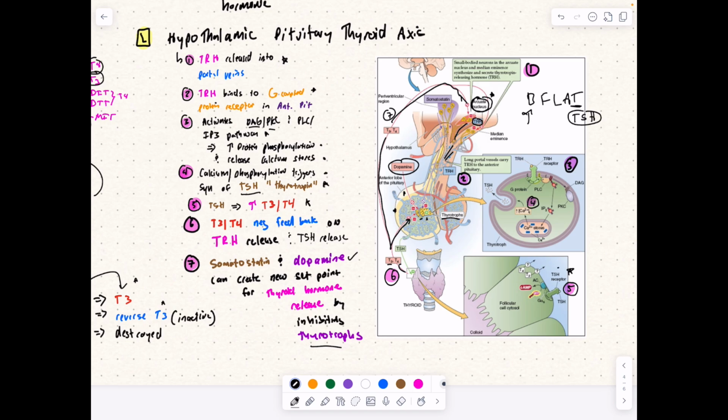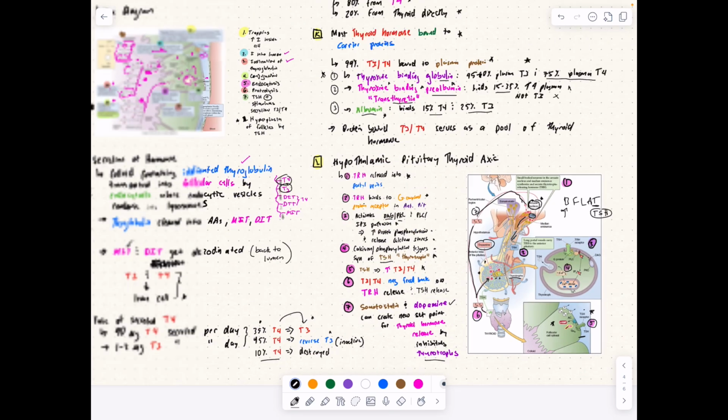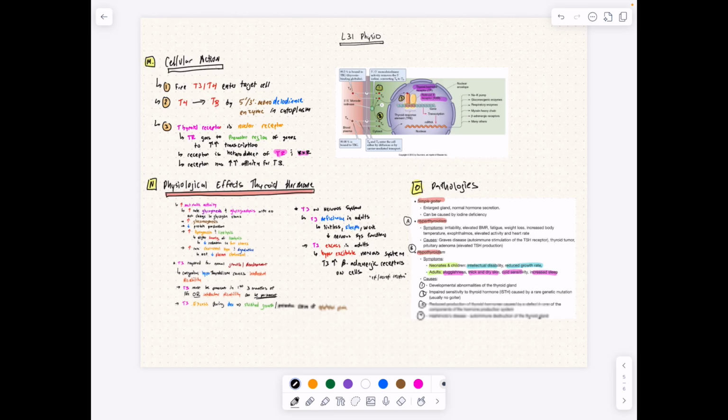So dopamine, thyrotropes, I don't think somatostatin is labeled here, but here's just a nice thyroid stimulating hormone from the anterior pituitary binding to G-coupled protein receptor on the follicular cell, stimulating uptake of iodide, and then export of thyroid peroxidase and synthesis of thyroglobulin.